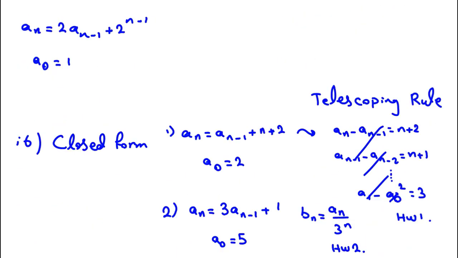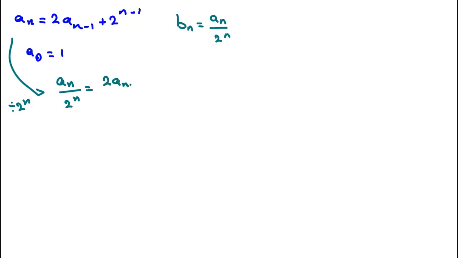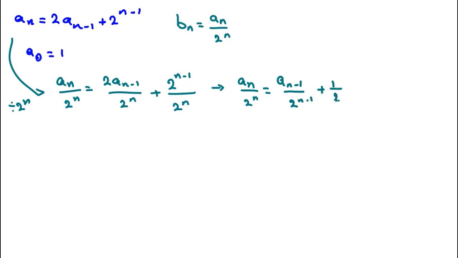Okay, so let's solve this one in a new page. So here I define Bn equals An over 2 to the n. Okay, now I want to use Bn, so I divide both sides by 2 to the n. It will be An over 2 to the n, 2A(n-1) over 2 to the n, plus 2 to the n minus 1 over 2 to the n. So it will be what? It will be An over 2 to the n equals, if you divide 2 by this, A(n-1) over 2 to the n minus 1 plus 1 half. Okay, and if you write it like Bn equals B(n-1) plus 1 half.